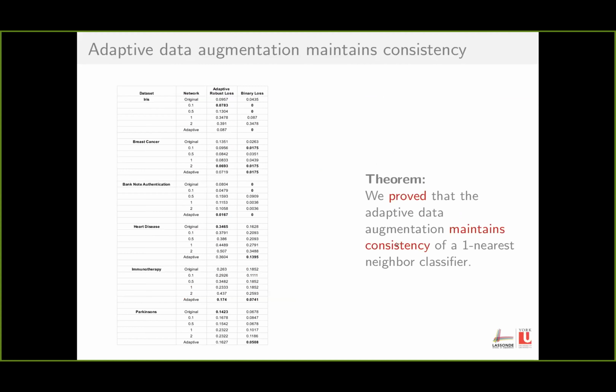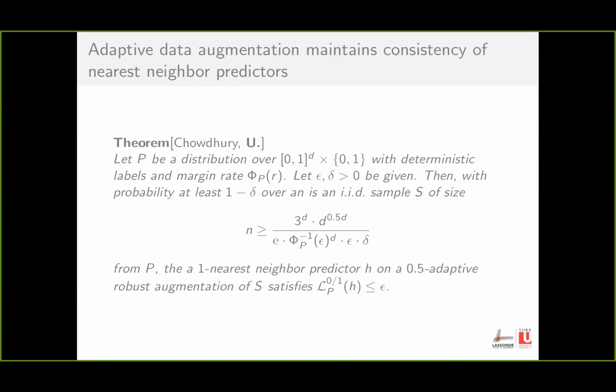More of these type of experiments, some experiments on UCI data. What we observed is that this adaptive robust augmentation actually leads to, in all cases, best accuracy. We also proved a theorem. This is just very initial, for one nearest neighbor and under deterministic labelings. We show that this adaptive robust data augmentation maintains consistency.